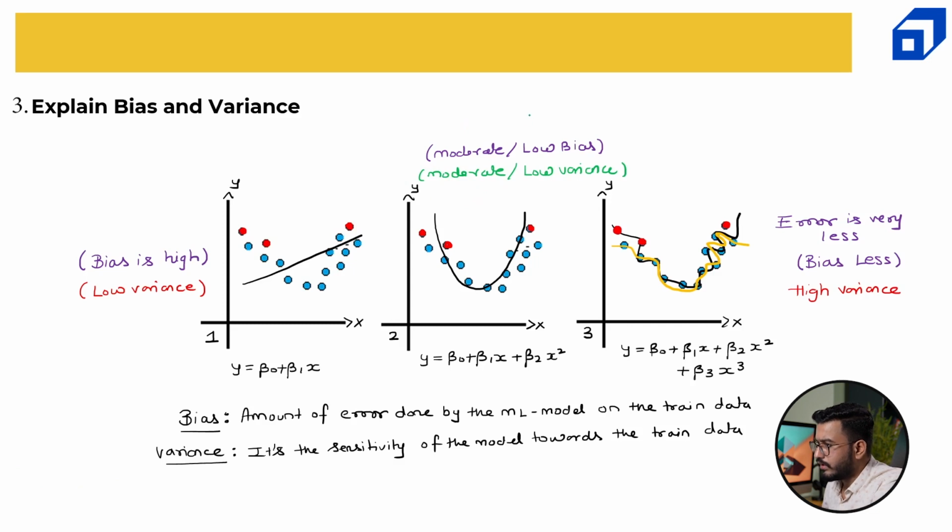A model with low bias and low variance is the target of any data scientist. So a good model is one which does not have high error and is also not over-dependent on the training data. And that is the explanation for bias and variance.